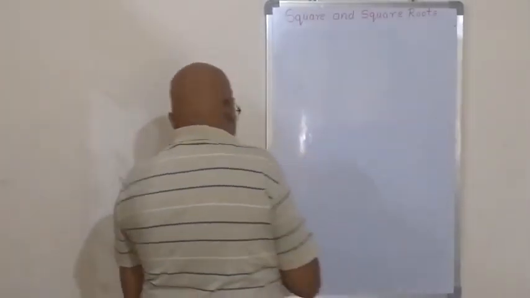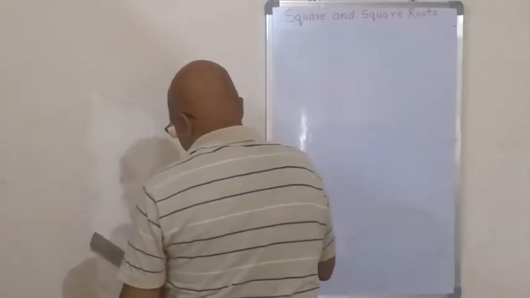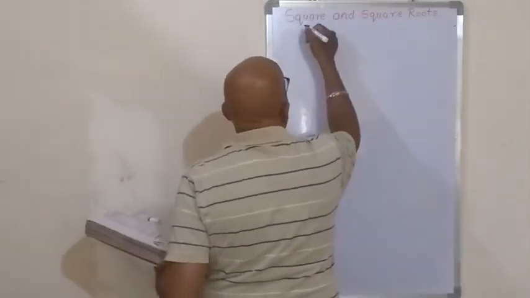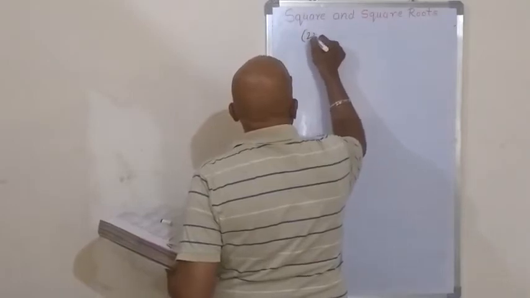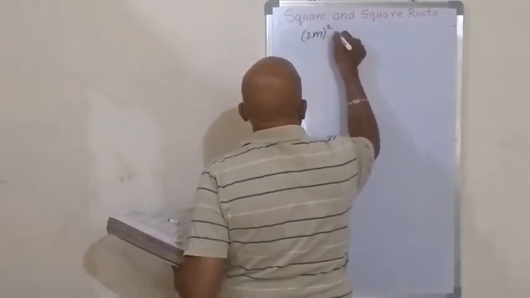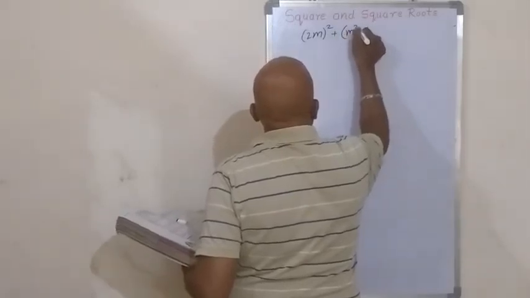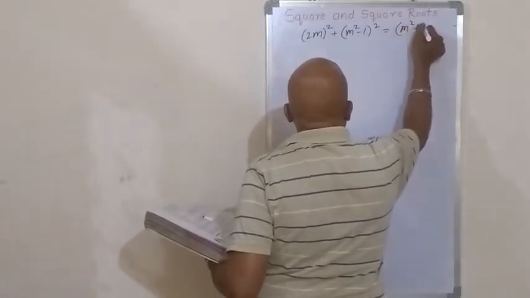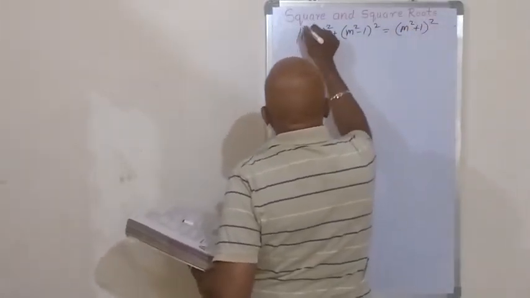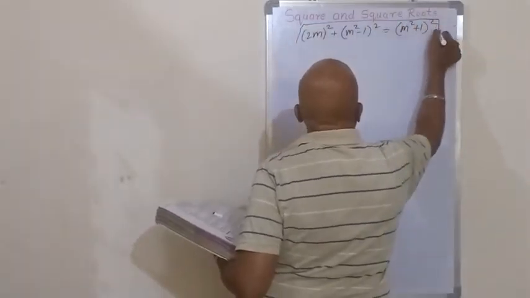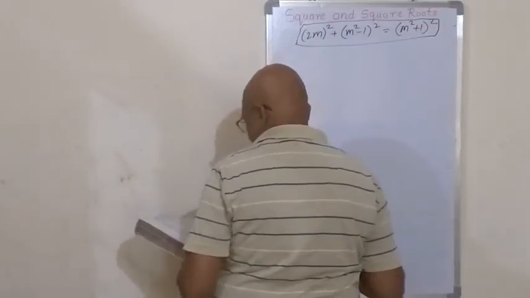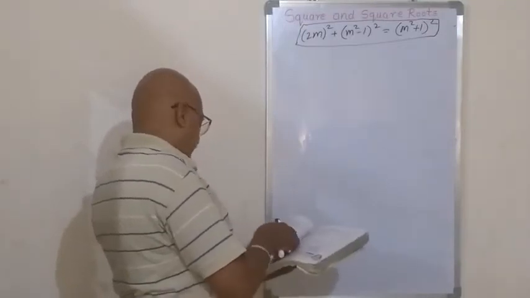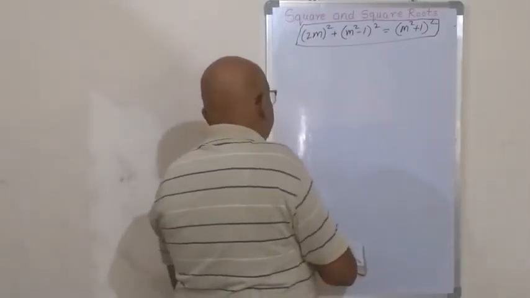Now what was that formula? I will write that formula first and then I will start. The formula here is 2m whole square plus m square minus 1 whole square equal to m square plus 1 whole square. This is the formula we are going to use in the Pythagorean triplets. And the first one is using the identities. Now we are going for exercise 6.2.